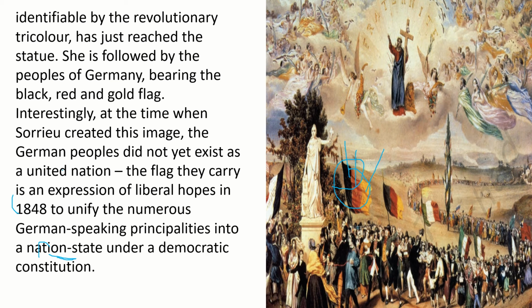At the time when Sorrieu created this image, the German people did not yet exist as a united nation. The flag they carry is an expression of liberal hopes in 1848 to unify the numerous German-speaking principalities into a nation under a democratic constitution. Here, two things are there: United States and United Germany. It means in the United States, different places, different states are there. All the states were brought together and made a country.